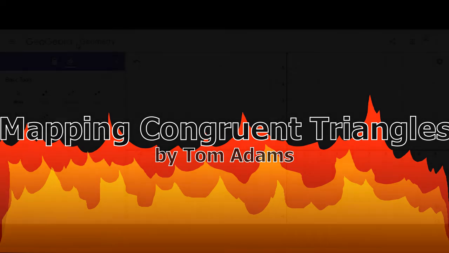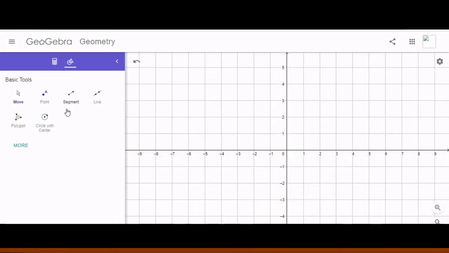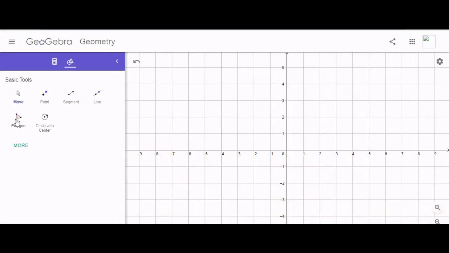For problem number 4, what we're going to do is map triangle ABC through rigid motions and transformations onto the triangle DEF. So ABC: A is at the point (1, 1), B is at the point (3, 2), and C is at the point (4, 4).